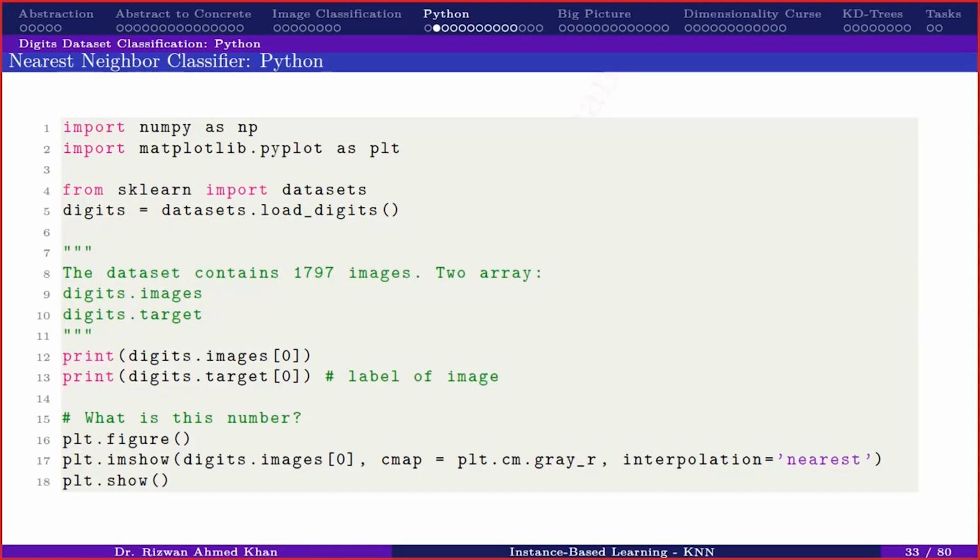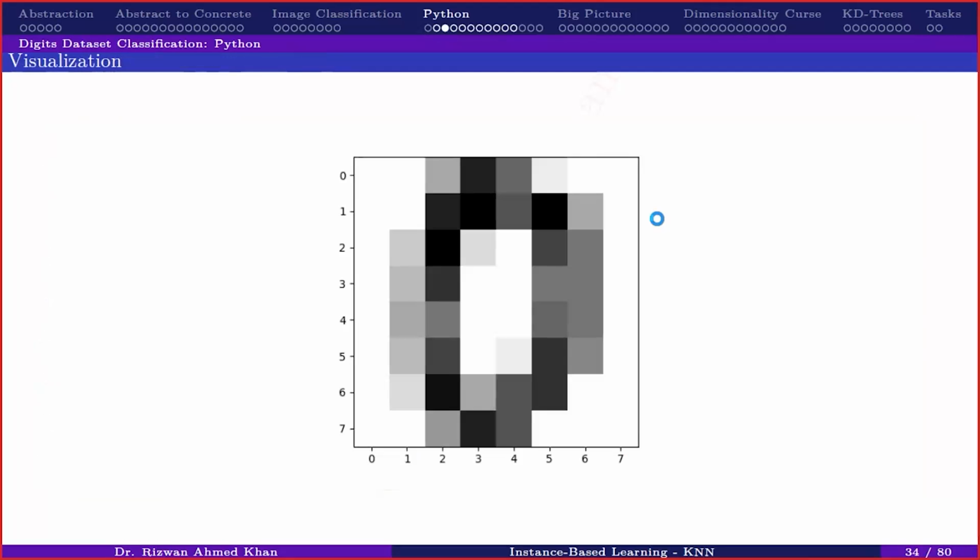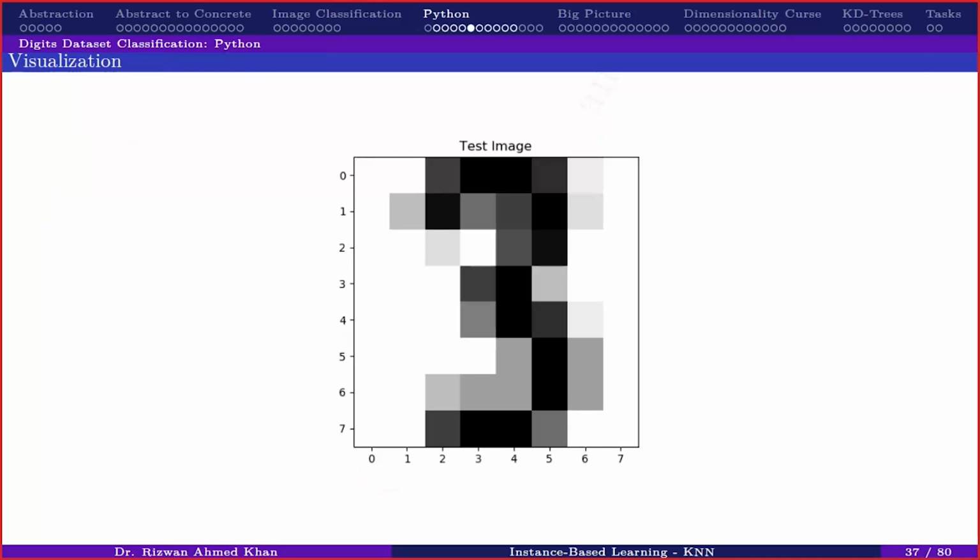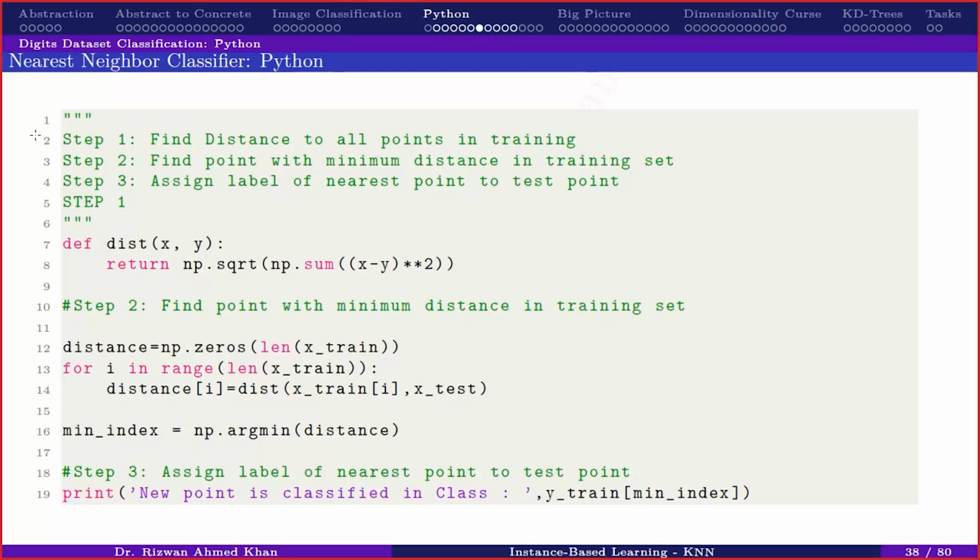And then we started looking at how we can do it in Python. Again, I work with this digits dataset, which is available in sklearn. So this was the test image. And these are the steps of the kNN algorithm. Formally, I will show you the algorithm, but this is again the same step: find distance to all points, find the point with minimum distance, and assign the label of the nearest point. So this is just one NN, one nearest neighbor. If we have three NN, we have three nearest neighbors and we assign by majority voting.